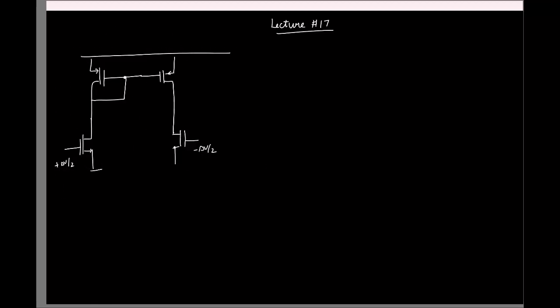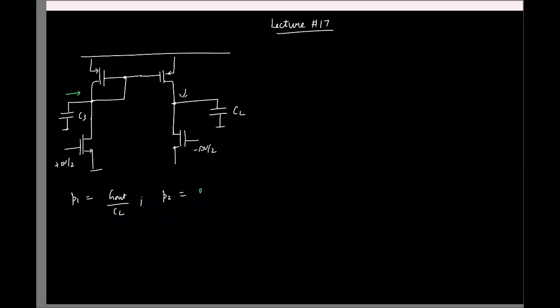Now we consider only 2 capacitors, one at the output and one at this side. We said that the dominant pole here was the total output conductance by CL, and the non-dominant pole here, what was the location? It was GM of that PMOS by C, because looking in, it's just GM of the PMOS, right? This was GM of the PMOS by C3.